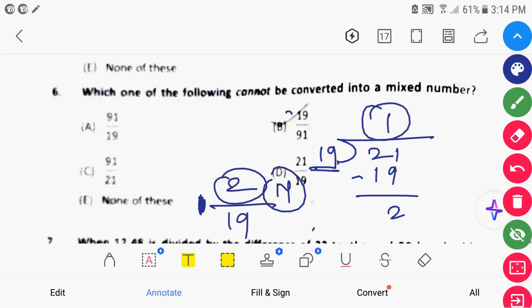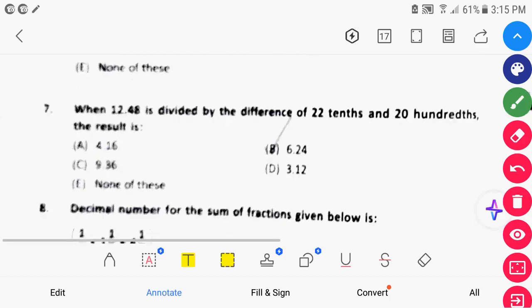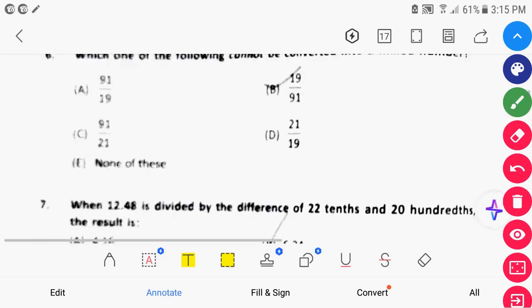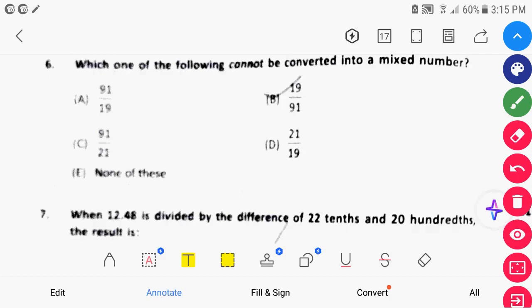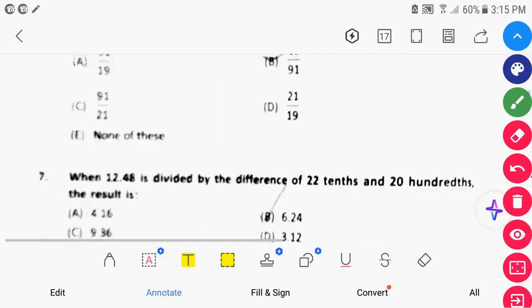So there is one condition so that we can convert a fraction into a mixed fraction: that fraction should be an improper fraction, meaning its numerator should be greater than the denominator. So here you don't need to convert all these fractions into mixed fractions. You just have to check which option has a greater numerator, that can be converted, but they had asked for not converted, so a numerator smaller than the denominator cannot be converted.